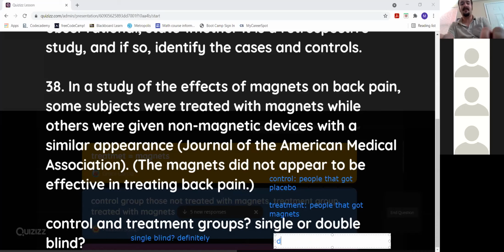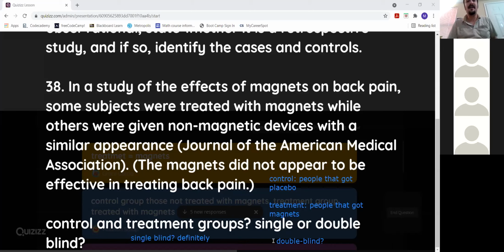The other part is double blind. Do I need double blind on the study? So the person giving them the magnet, should they know whether it's a magnet or placebo? Yes, because that's how they know which one works, which one doesn't, right? Well, you could do some kind of coding and not tell the person giving them the magnet. There is a way to code things so that the person giving them a magnet doesn't know whether they're giving them a magnet or placebo.